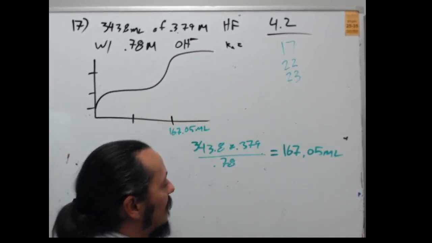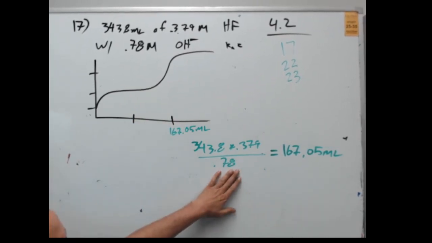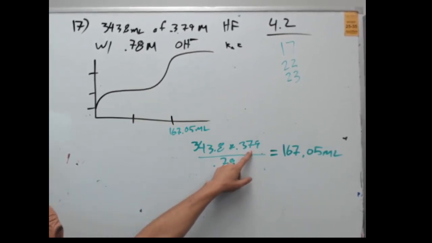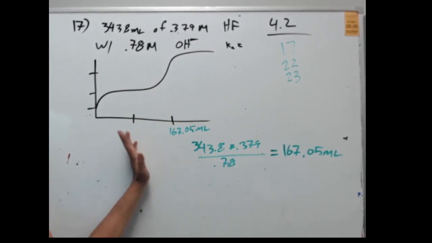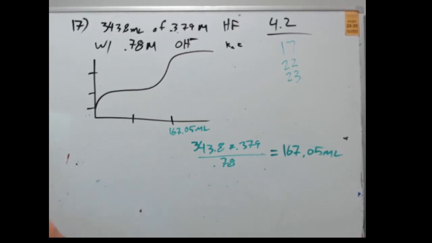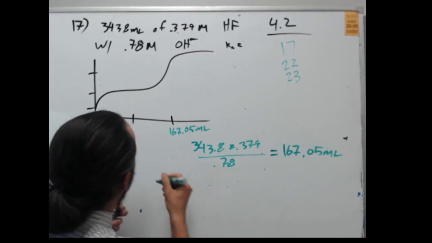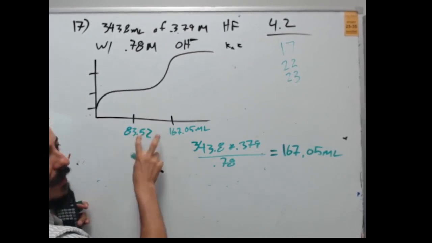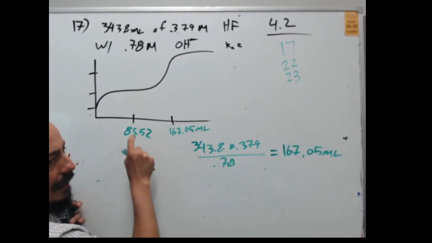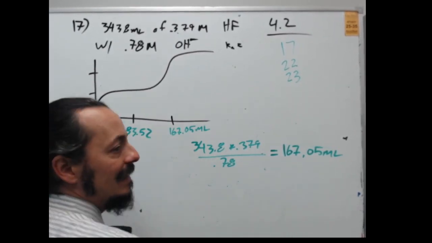Now, does that make sense? My base is about twice as concentrated as my acid. So my volume of base is about half of my volume of acid. That makes sense to me. Then I can go ahead and calculate my volume to the midpoint just by taking that 167, dividing by 2. And that's going to be 83.52. These two things are related by a factor of 2. If I have this number, I cut it in half, that's that number. Easy so far.